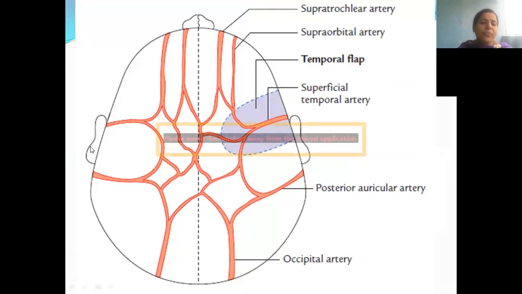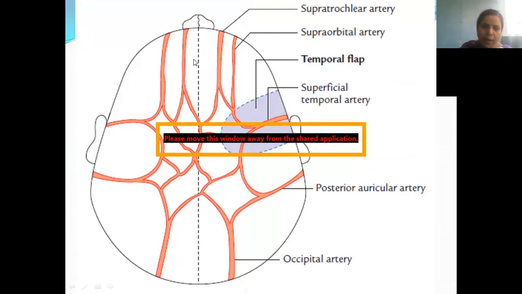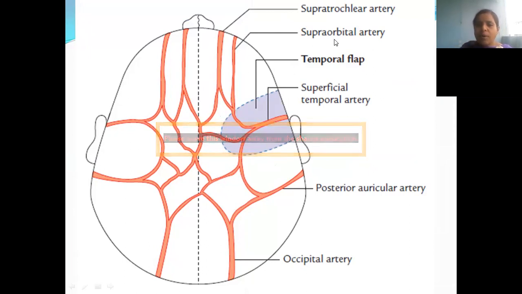Now see here, in front of the pinna, we have certain blood vessels. When you talk about the blood supply, we have to give the names of the blood vessels. So here, again, you draw a rough diagram of the skull bone. Again, you write a few blood vessels in front of the pinna and behind. In front of the pinna, the names of arteries and nerves are the same: supratrochlear artery, supraorbital artery, then we have the superficial temporal artery.